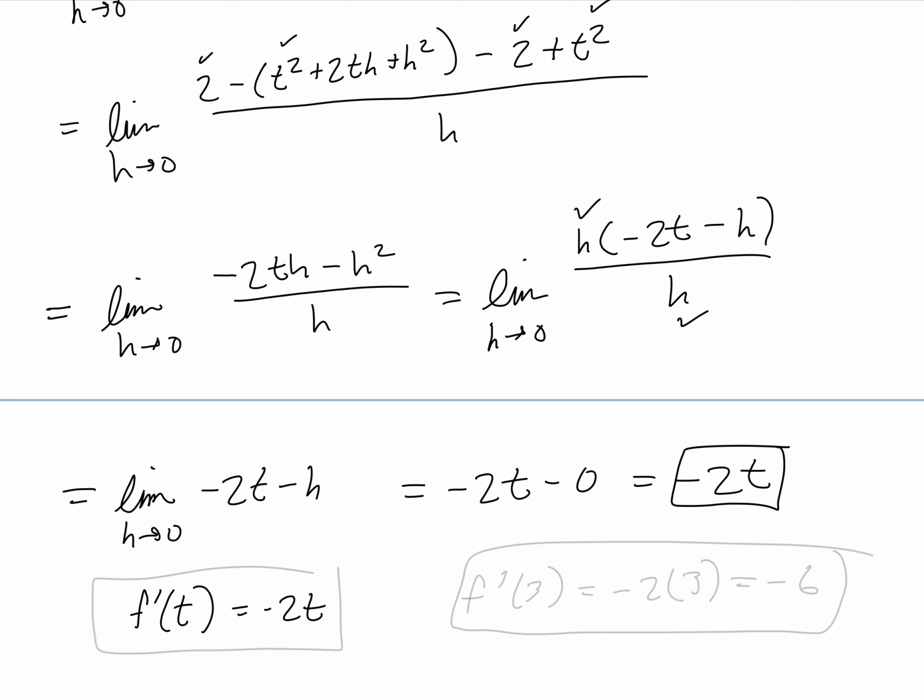And we were asked for f prime of a specific value. We were asked for f prime of 3. So f prime of 3 is negative 2 times 3, that's negative 6. So that is it.